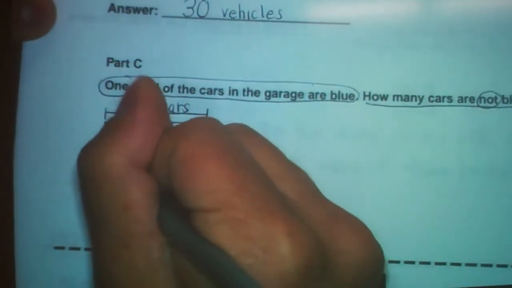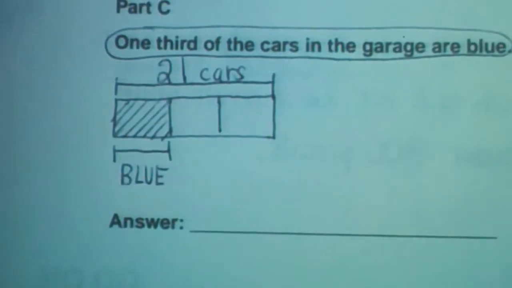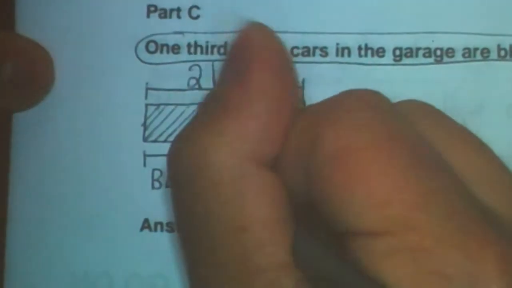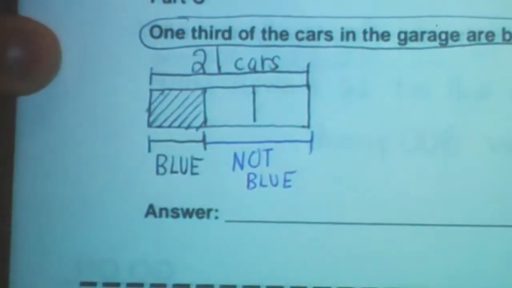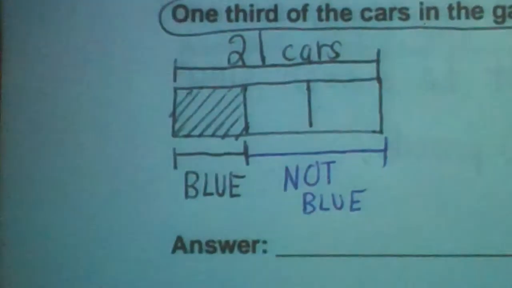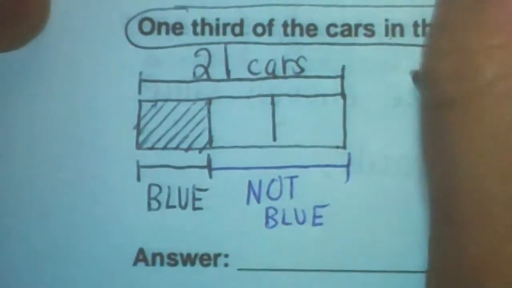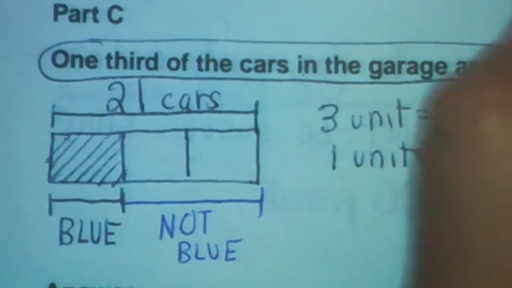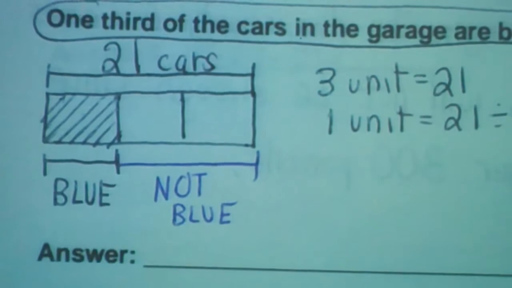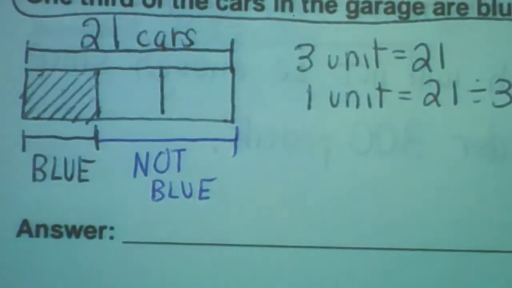One-third of them are blue. Which means the rest of these are the ones that are not blue. And I think quite a few people are actually able to see this. I'm going to zoom in here. I know that 1, 2, 3 boxes, because the total is 21. So 3 units equals 21. 1 unit is 21 divided by 3. Go ahead and call out what's 21 divided by 3. 7 is right. So now I have 7, 7, 7.